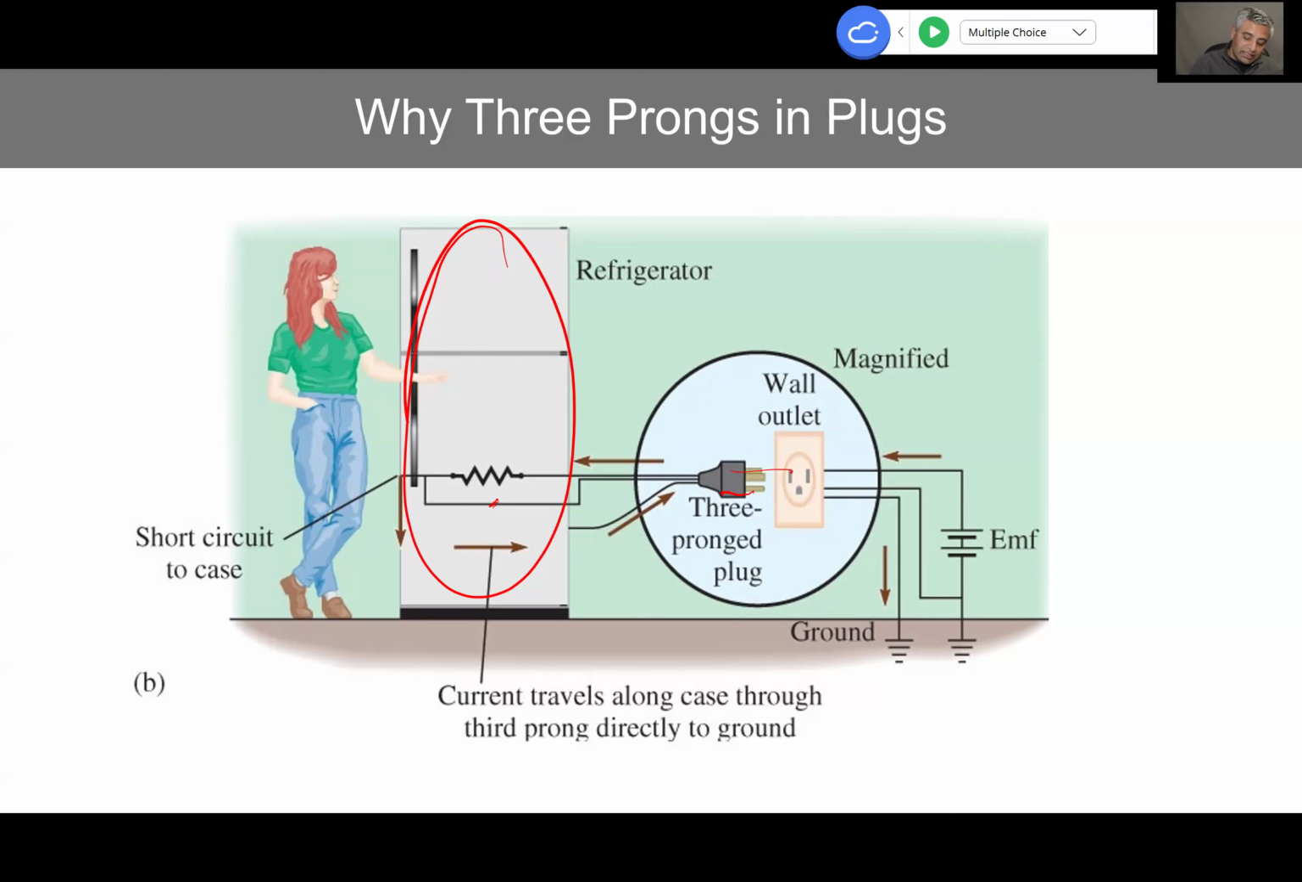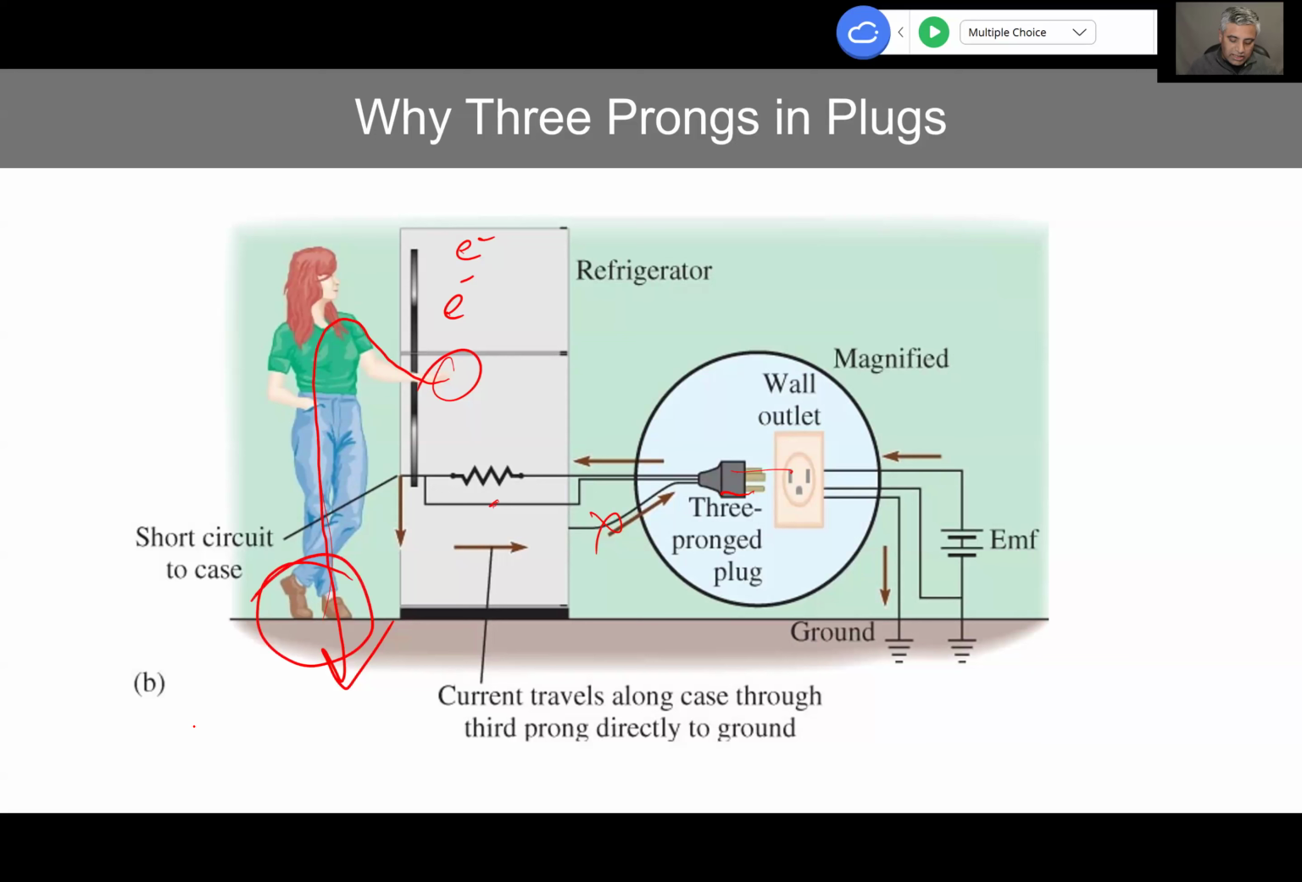So for example, in this case, a refrigerator is shown, and you go and touch the refrigerator. What's going to happen if the ground is not there, full of electrons, and now it finds your body, which is a conductor? It's going to go through your body, especially if you have, let's say, no rubber sole shoes or something like that, and you'll feel that.